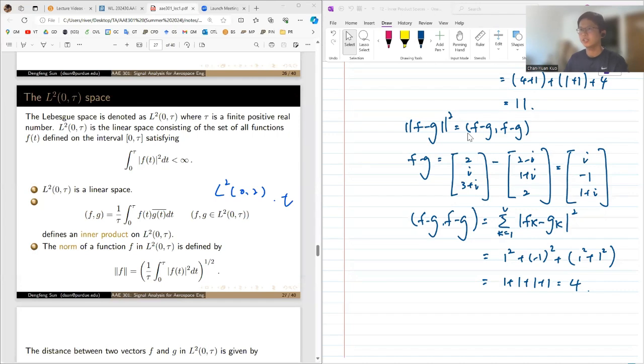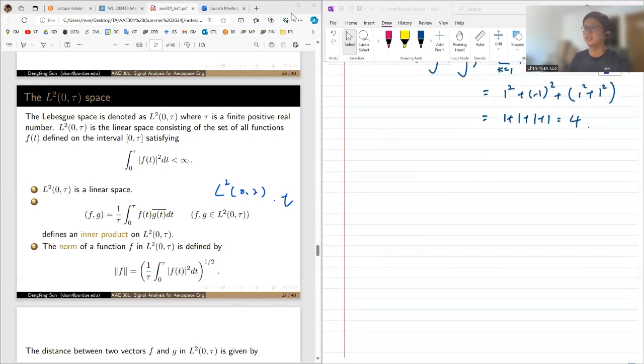All right, now let's take a look at another linear space. This is the Lebesgue space. It's denoted as L squared, 0 to tau, and here tau is just a positive real number. This is the Lebesgue space. Let me write this down.